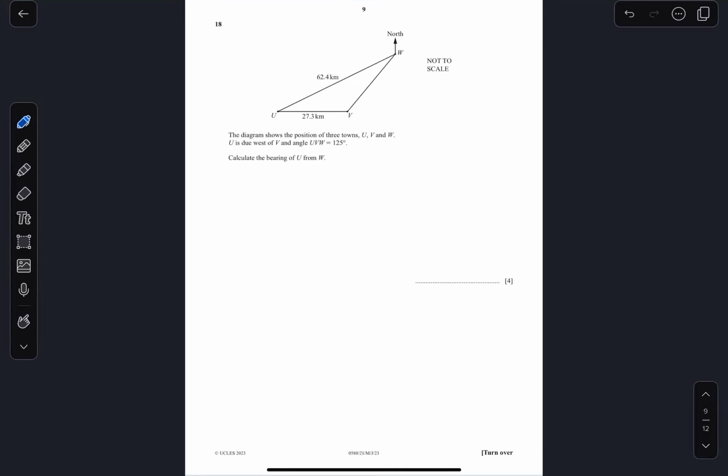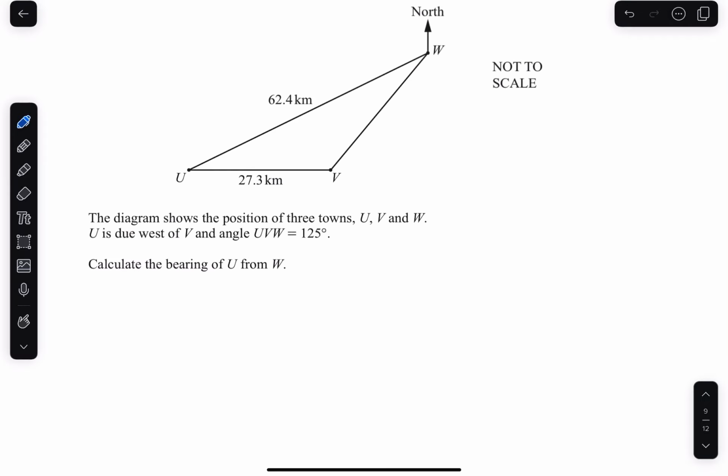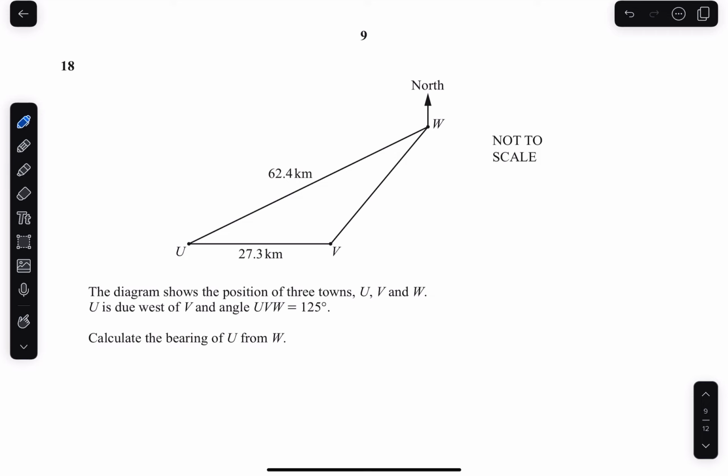Okay, for this particular question, we are looking at the 0580 2023 May-June paper, question number 18. This question is on trigonometry, and we are looking to calculate the bearing of U from W. So let's zoom into the question and take a closer look at the diagram.